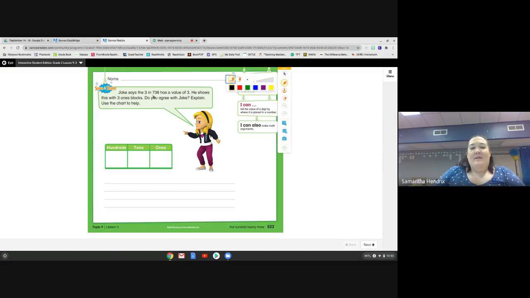Okay, so let's look at 738. Jake is saying that the 3 in 738 has a value of only 3. So do we agree with Jake that this has a value of 3, meaning it's only worth 3 ones? Tell me. Okay, Jake is not right. This has a value of 30 because there are 3 tens, so that's 10, 20, 30. Okay, let's go to our next page.